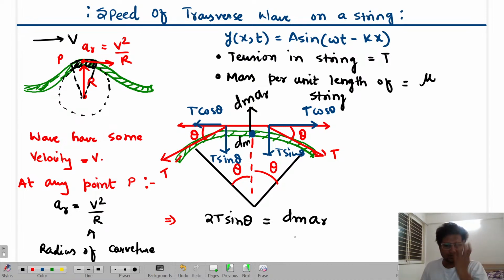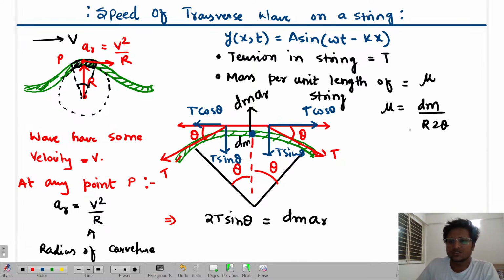Is that clear? Now, if I know my mass per unit length, my mu, so basically mu is equal to a small mass by a small length. If the radius of curvature is r and this angle is twice theta, can I just write that dm by arc length will be how much? R into 2 theta. So this implies dm is also equal to how much? Mu into... sorry, one minute, dm.